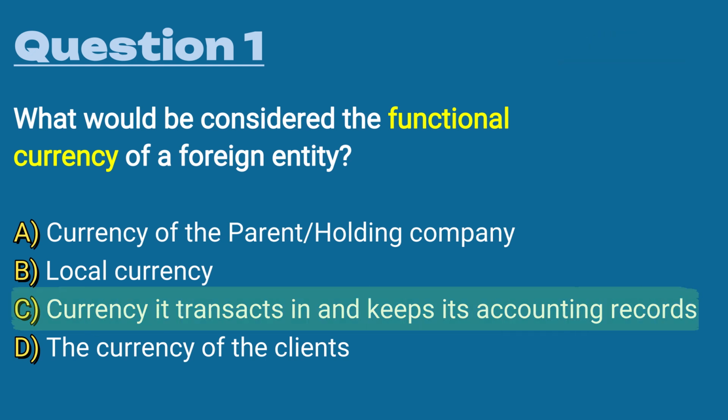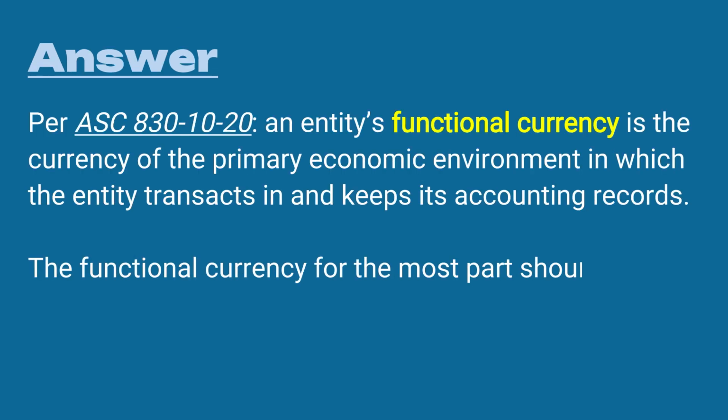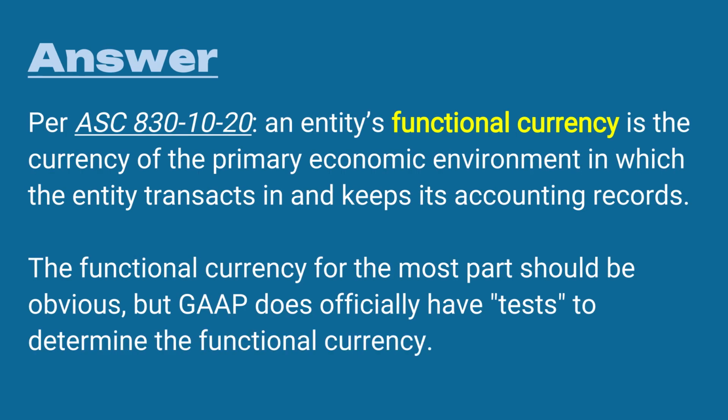The answer is C. It's the currency it transacts in and keeps its accounting records in. Per ASC 830-10-20, an entity's functional currency is the currency of the primary economic environment in which the entity transacts in and keeps its accounting records. The functional currency, for the most part, should be obvious, but GAAP does have some official tests to determine the functional currency if it is not obvious.